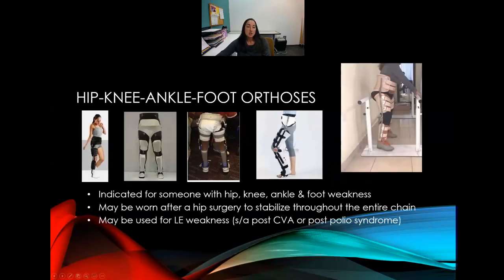HKAFO, so hip, knee, ankle, foot orthosis. It could be for someone with hip, knee, ankle, and foot weakness, maybe with post-polio syndrome or a stroke that has significant weakness throughout the entire leg. It could also be worn after a hip surgery just to stabilize the joint. I had a patient that I was working with that had some type of a disorder where all of her joints were significantly lax, and so her hip would dislocate all the time, and she had a surgery to correct it, but had to wear one of these braces. It looks similar to this in this very left picture. She had to wear that for 9 months just to make sure that it healed properly.